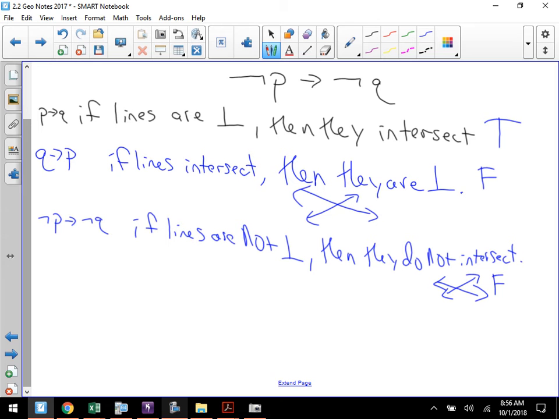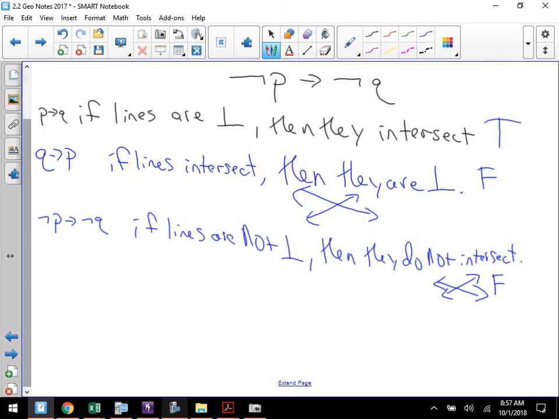I can use the exact same picture. That's fine. And then the last one is the weirdest name of it. It's called contrapositive. Contrapositive is negating a converse. Not Q implies not P.